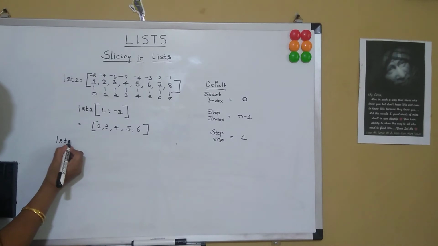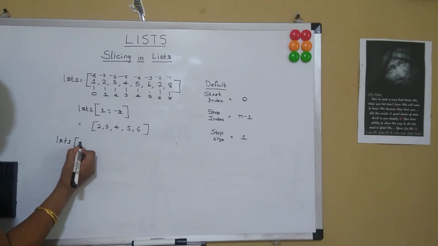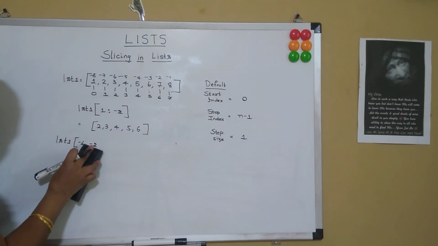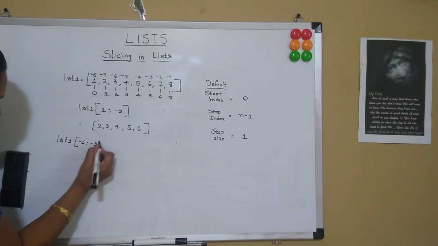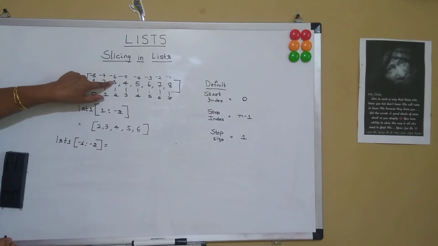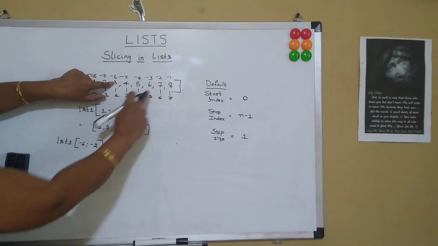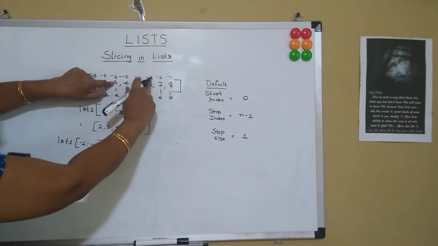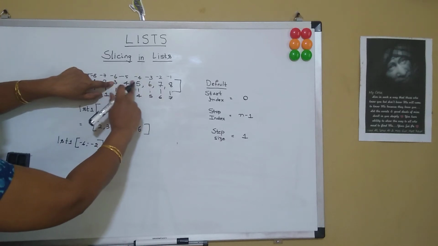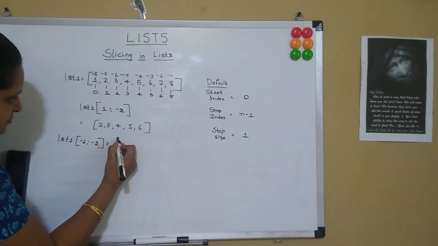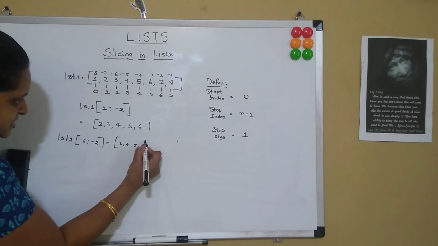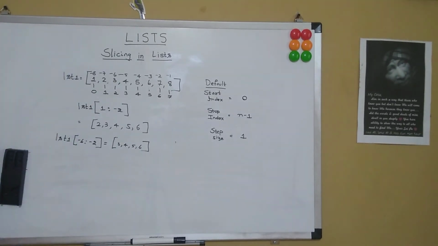Now if I say LST1 minus 6 colon minus 2, we should not specify comma, it should be colon. So minus 6 is this particular position. Till minus 2 is the end counter. But we should not consider minus 2, it should be only till minus 3. So 3, 4, 5 and 6 will be printed.